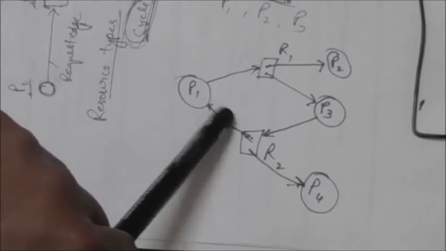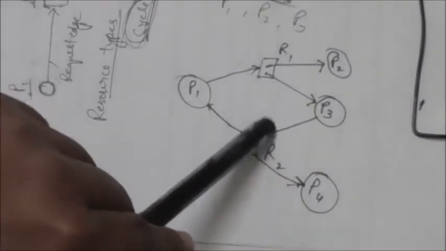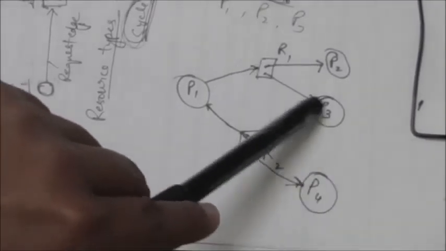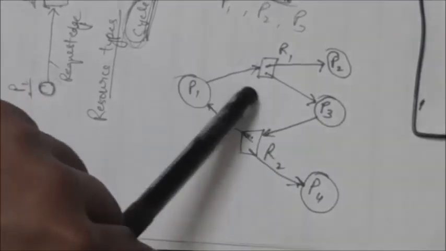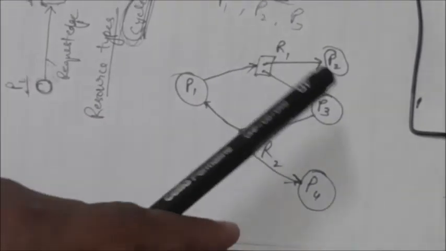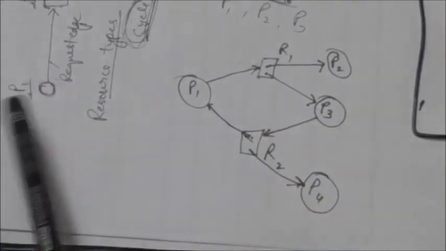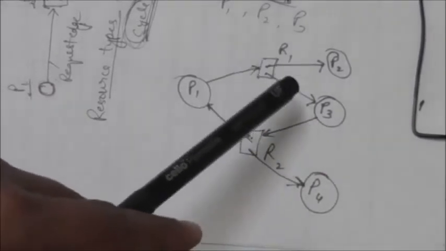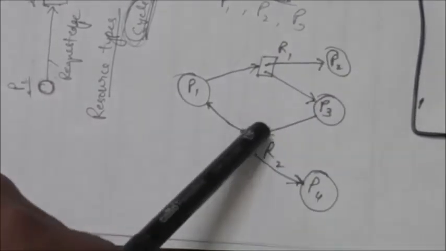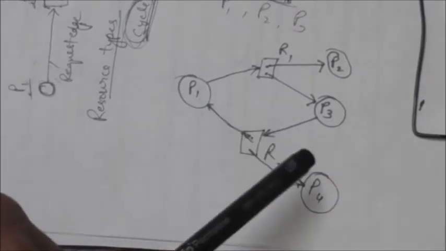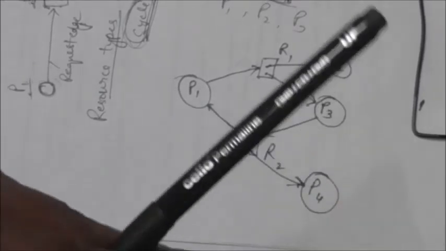So here a cycle exists in this system resource allocation graph, but the processes which are involved in this cycle are not in deadlock. So if there is more than one instance of a resource type, then in a system resource allocation graph, a cycle doesn't mean that there is a deadlock. A cycle is necessary, but it is not a sufficient condition for the existence of deadlock.